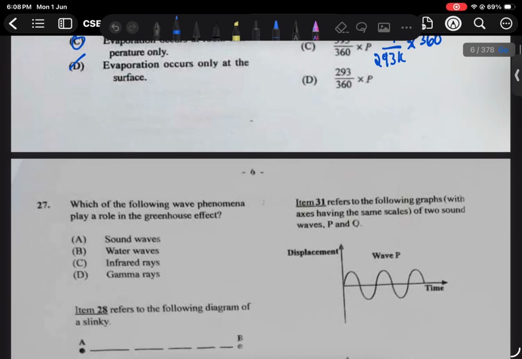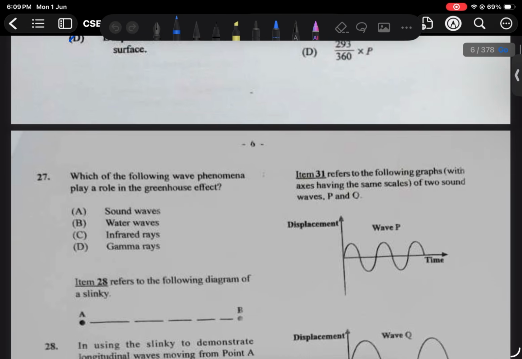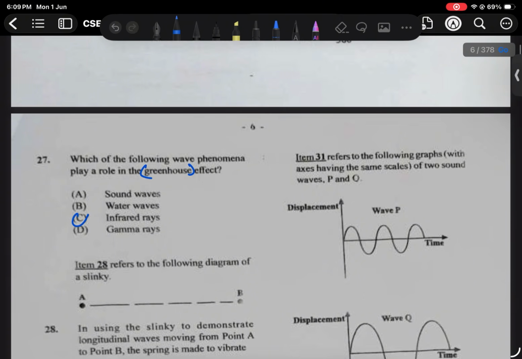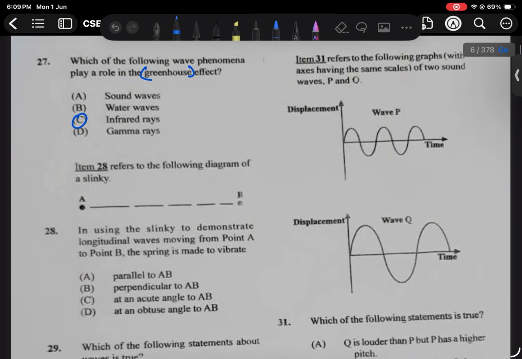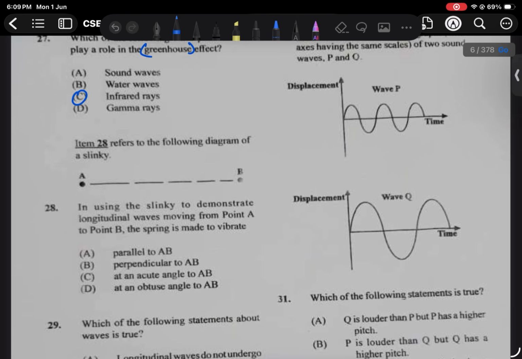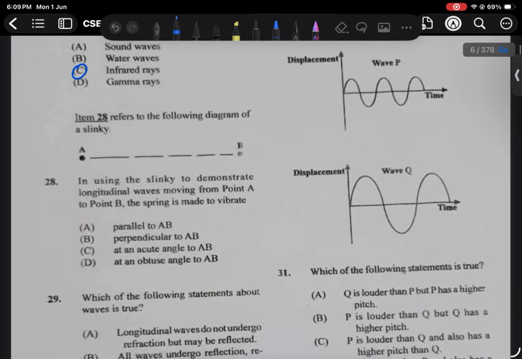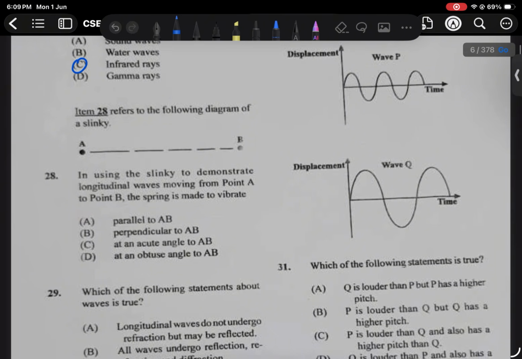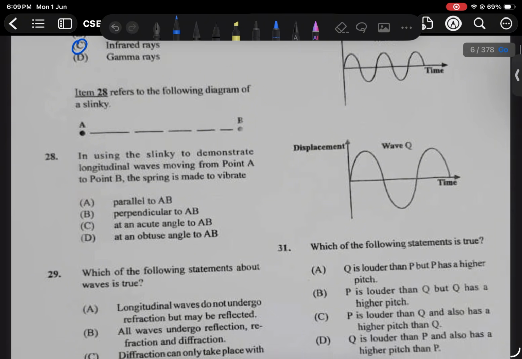Which of the following wave phenomena plays a role in the greenhouse effect? Greenhouse has to do with heat, so it'll be infrared waves. Refer to the following diagram of a slinky. In using the slinky to demonstrate longitudinal waves moving from point A to point B, the spring is made to vibrate. Longitudinal waves vibrate parallel.